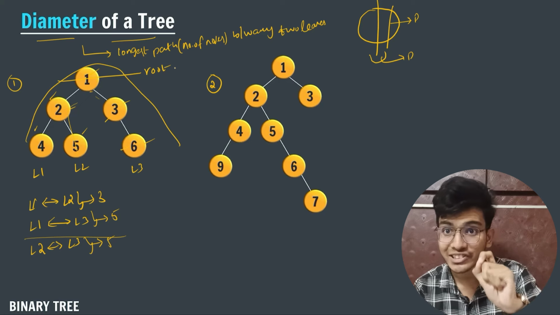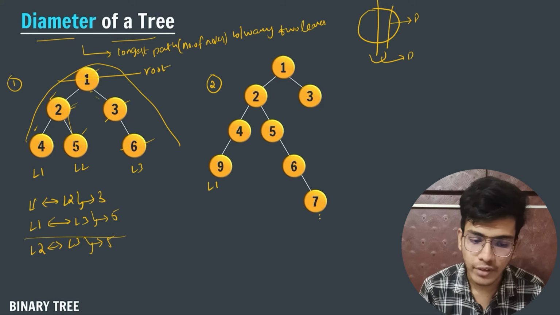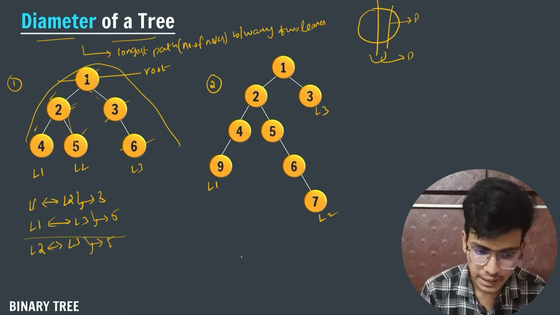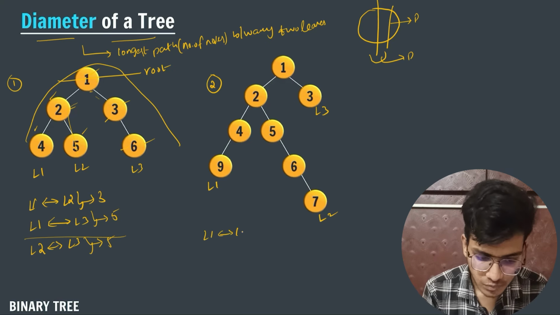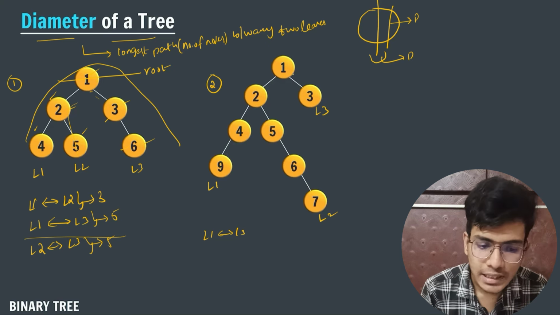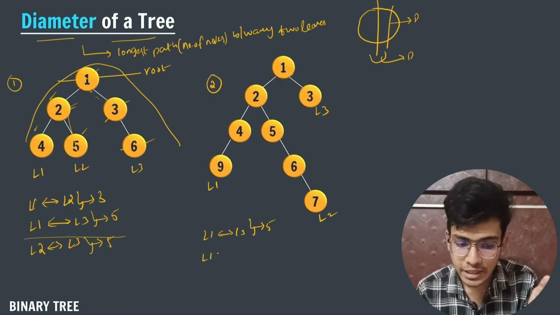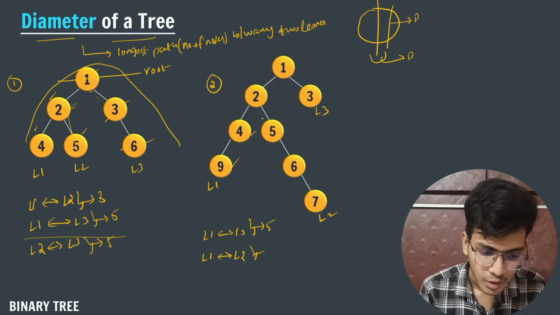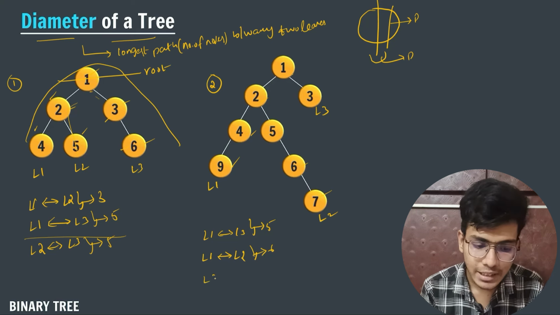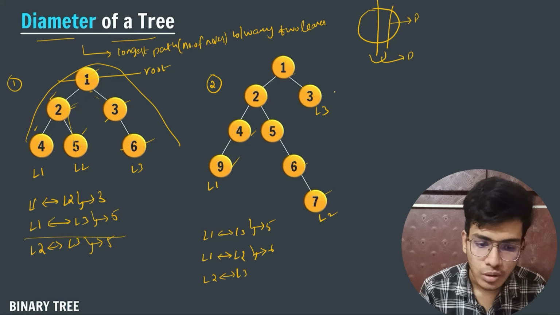Now let us observe the second tree. Here we again have three leaves: leaf 1, leaf 2 and leaf 3. From leaf 1 to leaf 3, what is the length? 1, 2, 3, 4, 5. So the length is 5. From leaf 1 to leaf 2, what is the length? 1, 2, 3, 4, 5, 6. So the length is 6. And from leaf 2 to leaf 3? 1, 2, 3, 4, 5, 6.